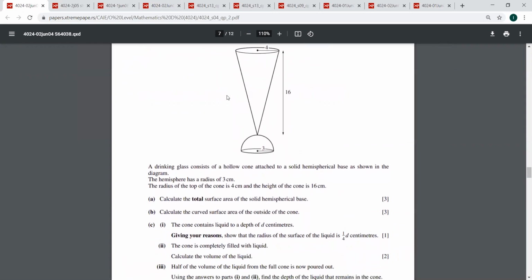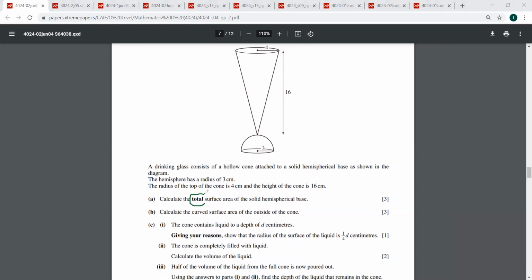It says a drinking glass consists of a hollow cone attached to a solid hemispherical base as shown in the diagram. The hemisphere has a radius of 3 centimeters. The radius of the top of the cone is 4 centimeters and the height of the cone is 16 centimeters. Calculate the total surface area of the solid hemispherical base. You can see that he has highlighted this word total. He has written this in bold.